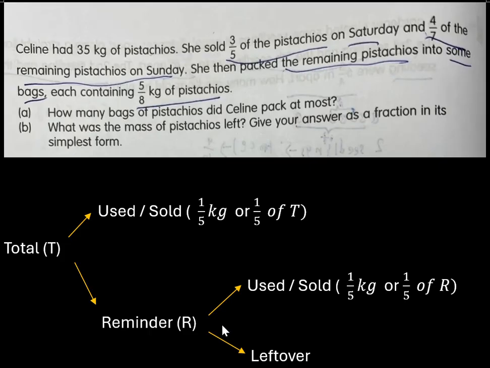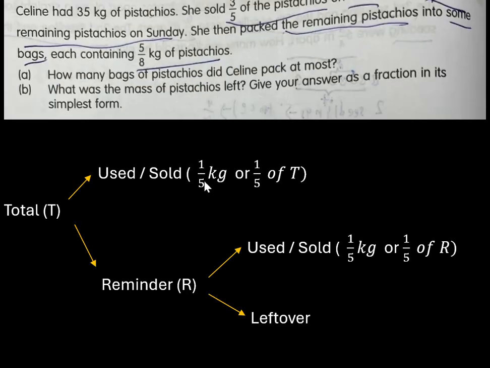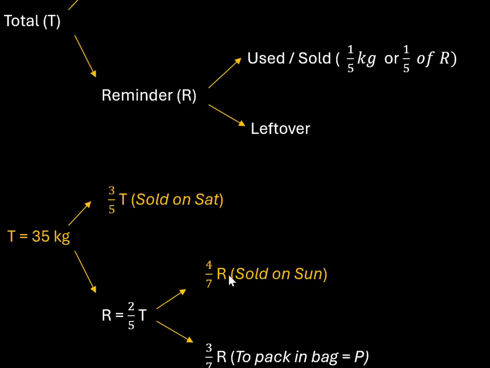Okay, and with the remainder they will also give you a second condition, that is the character, whether they used or sold the item, and what they have will be a leftover. So I call this method the branching method, which I actually taught my child. You just need to be very careful based on the question given. Is it 1/5 kilogram or 1/5 of the total? Because this is a unit, this is part of the total itself. Okay, so let's dive into this question itself.